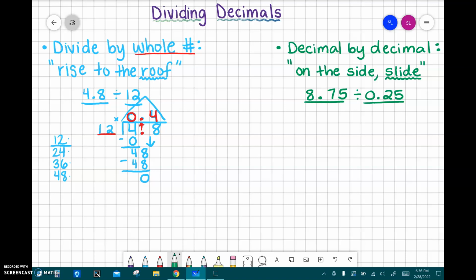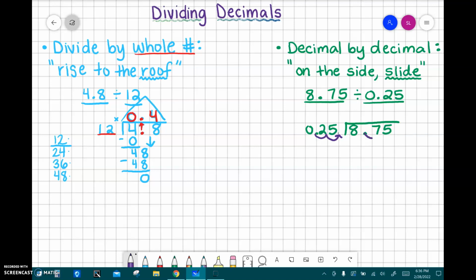So let's write this correctly and set it up. We have our first number going on the inside because it's bigger, 8 75/100. Draw your division bar. We put our 25/100 on the outside. So if there is a decimal on the side, let it slide. So what's going to happen is it needs to go 1, 2 over, so that if we know a decimal is behind the whole number, it is gone.